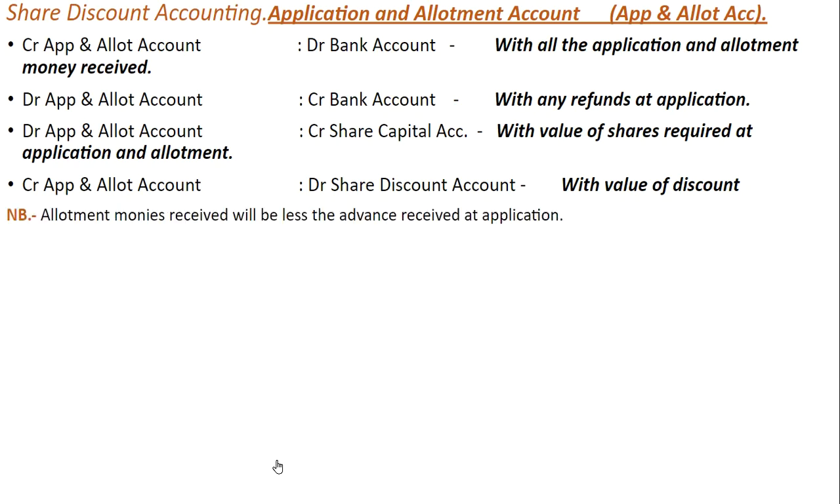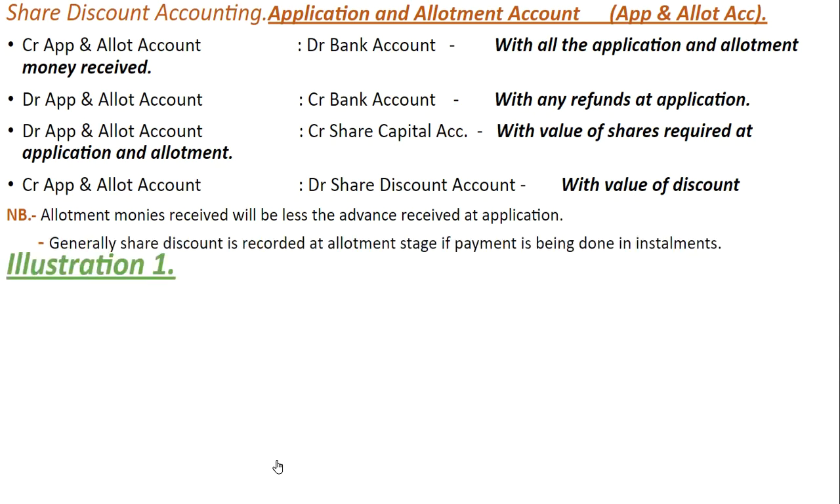Point to note. Allotment monies received will be less the advance received at application if and only if there has been an oversubscription and not all the excess monies were retained by the organization. Generally, share discount is recorded at allotment stage if payment is being done in installments. Illustration.